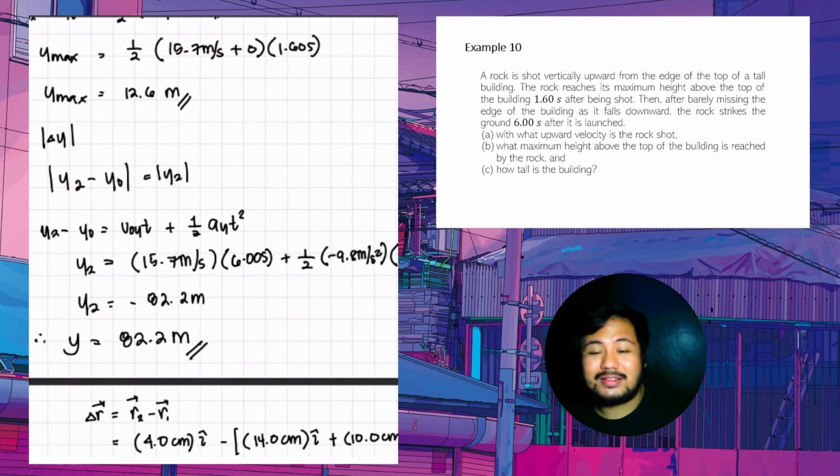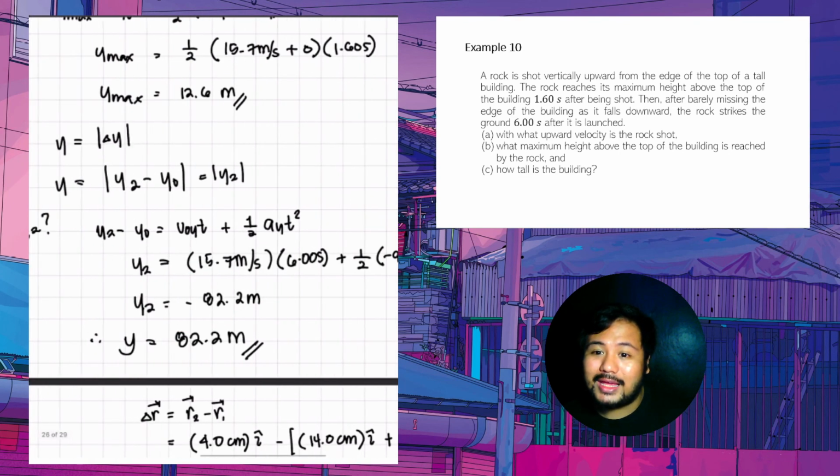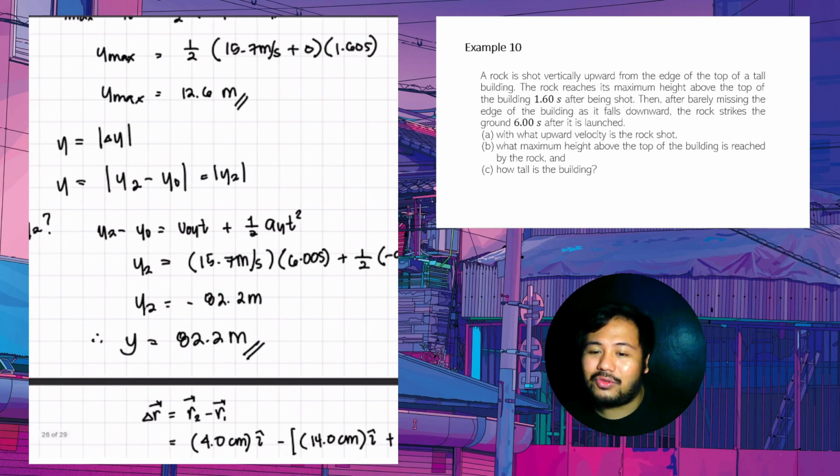Again, it is negative because it is pertaining to the position. It is not pertaining to the height of the building. So the height of the building y is just the absolute value of y2. Hence, y now is just equal to positive 82.2 meters.